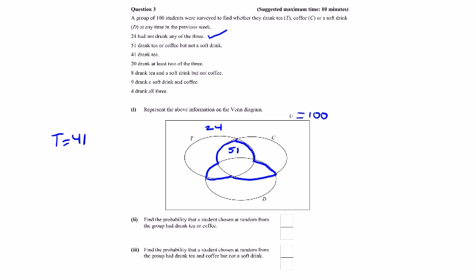8 drank tea and a soft drink but not coffee. This one, 8. 9 drank a soft drink and coffee, so this one and this one add up to 9. And 4 drank all 3. So 4 drank all 3, that leaves 5 here.